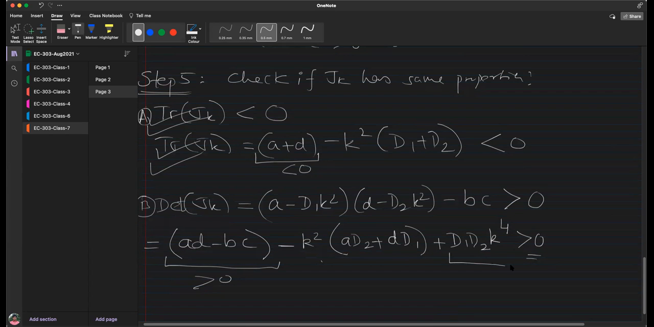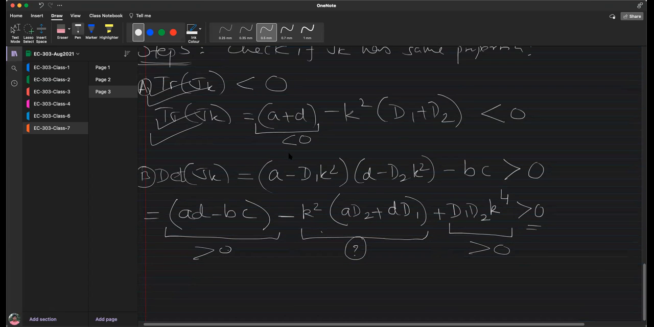Now, what about this term? This is positive. This is positive, right? Excellent. So to a positive term, I am adding more positive terms. And what about this term? Is this positive or negative? It can be either positive or negative, right? Why so? We already know one thing. Remember, we know that A plus D is negative, right? Can we use that in some way?